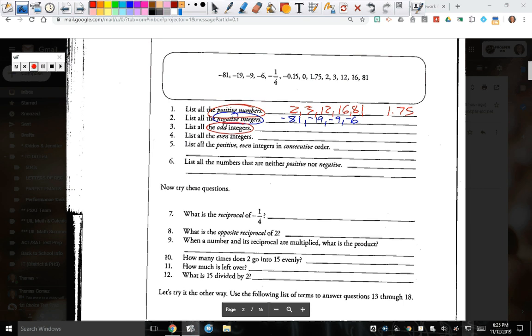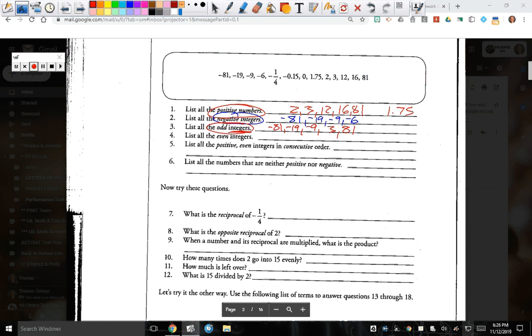So odd integers. What do you see up there that's odd? Negative 81. Keep going. 19. Yep. Negative 9. 0.15 is odd, yeah, you could see it as odd. Let's go for the integers though, because it's just looking for the whole numbers. 3 and 81. Cool. So on and so forth.